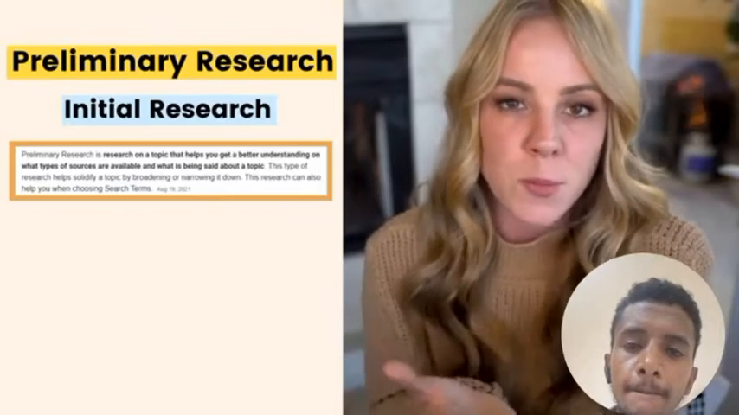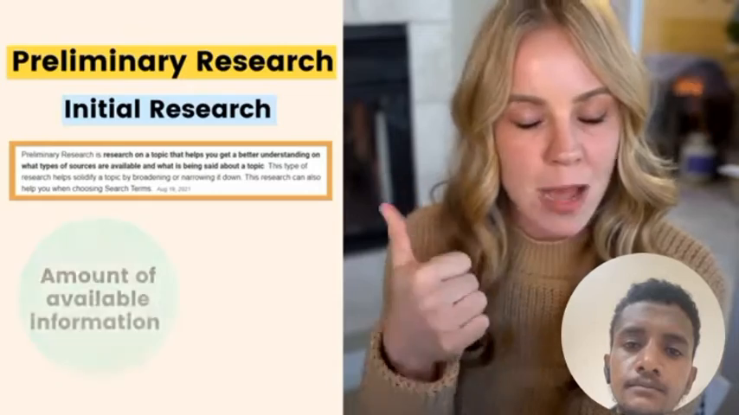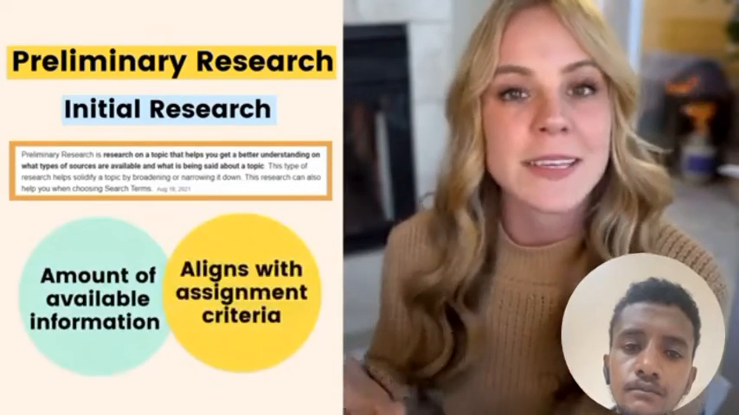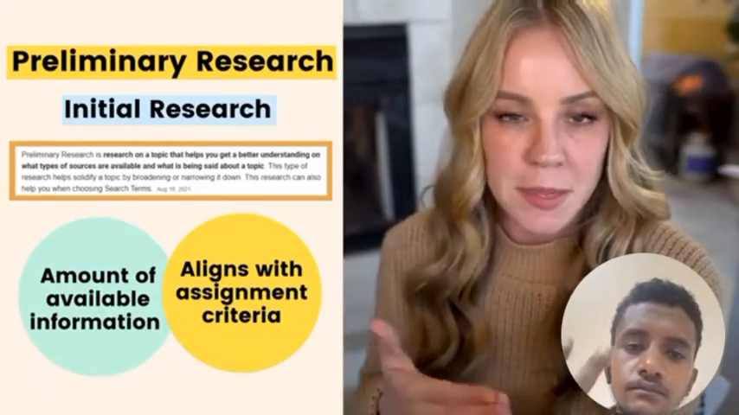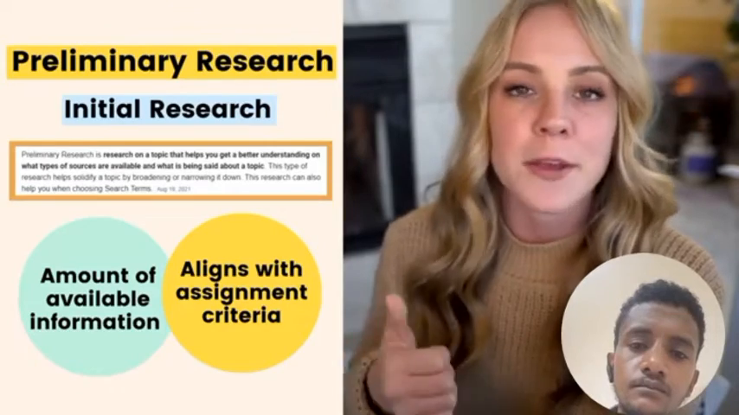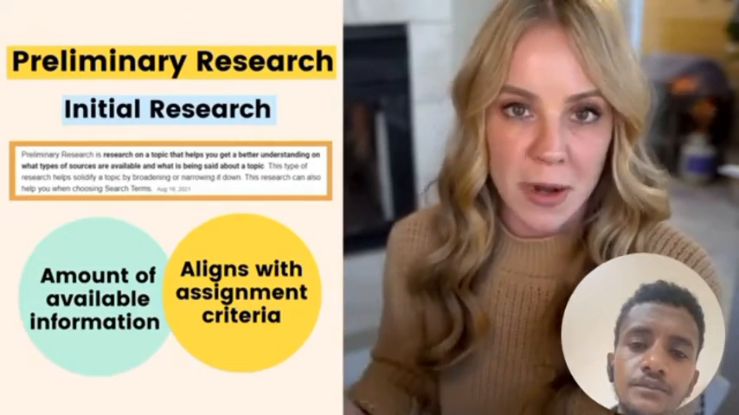So when I teach students to do preliminary research, I recommend looking for two things. Number one, the amount of information available on that topic, and number two, how closely it aligns with your assignment criteria. Because at the end of the day, it doesn't matter how interested you are in a topic, if there's not enough information available and it doesn't fit your assignment, you're not gonna have a good time writing that paper.